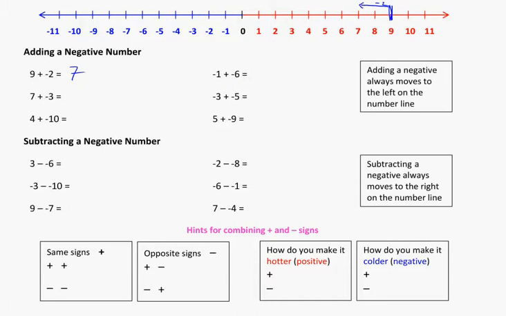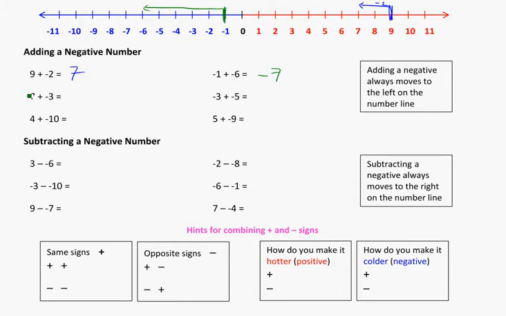Looking at a different example, what happens if we start with a negative number like negative 1 and we want to add on to it more negatives, so we want to add on a negative 6. Well, it's a negative number, so we need to think about it going to the left as well. So from negative 1 we'll add on more negative, and it will now be negative 7.